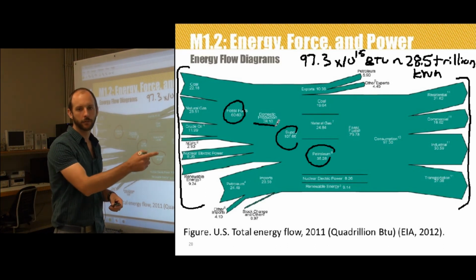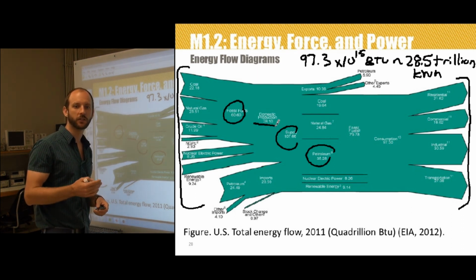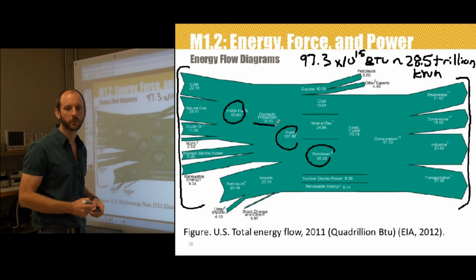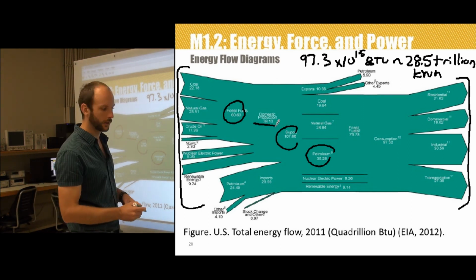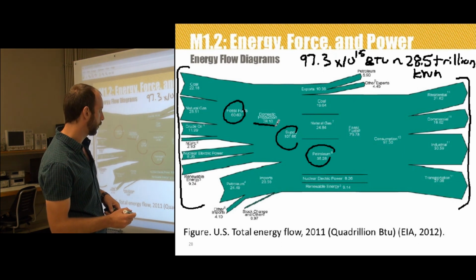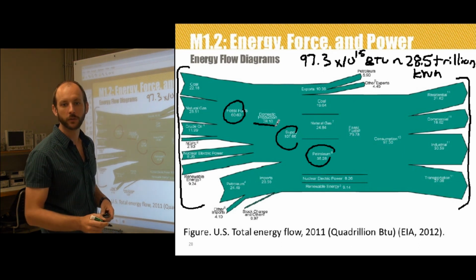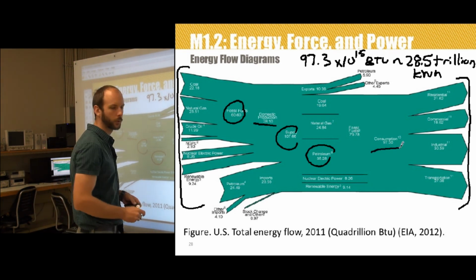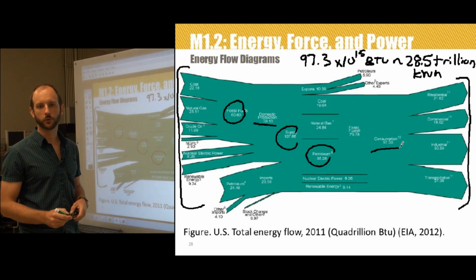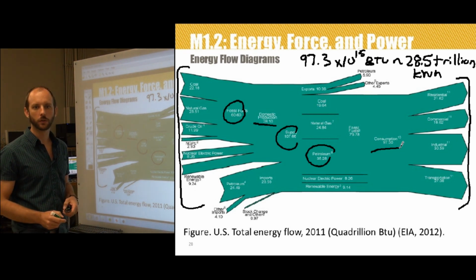The right-hand side of this figure here represents all the energy outputs of our system. A distinction here is made between exports and domestic consumption. So what we see is that 10.36 quads of energy were exported, and then 97.3 quads were consumed domestically, meaning that we're a net energy importer in the United States.